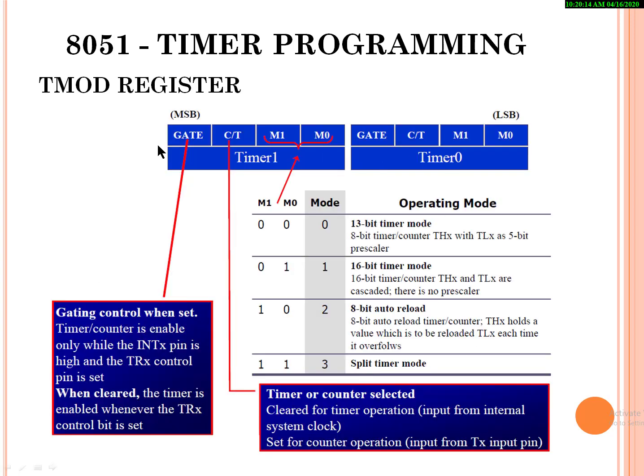So this is an elaborated view of the TMOD register. M0 and M1 are used to specify the timing modes. We have four modes: mode 0, mode 1, mode 2 and mode 3. Mode 0 is a 13-bit timer, mode 1 is a 16-bit timer, mode 2 is an 8-bit auto reload, and mode 3 is a split timer mode. As I said earlier, C/T is used to specify whether a counting or timing application is in progress. Gate is used to enable and disable the counting.